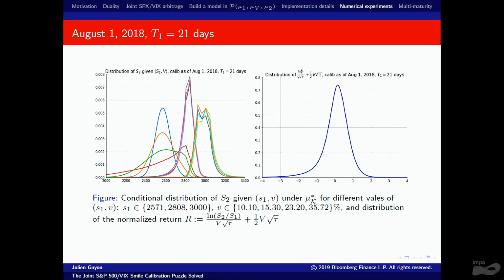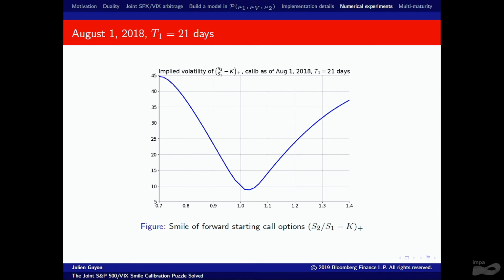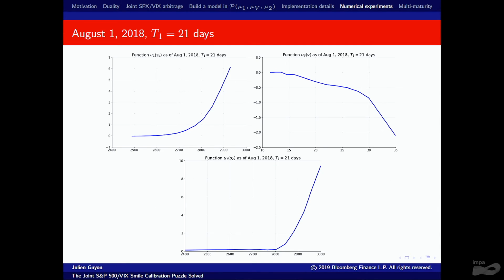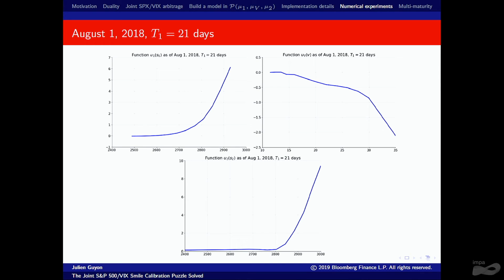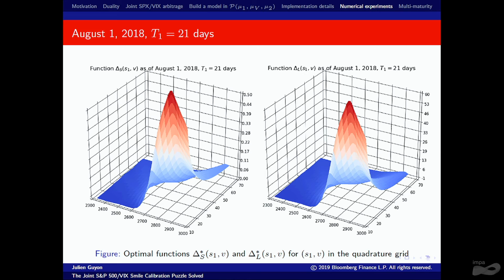Here you're averaging over all the possible values of S1 and V. You see that you eventually have a left tail that's fat, so a fat tail to the left, and that's the price of forward starting options as a function of the strike in that particular model, and that's the corresponding U1, UV, U2. So U1 and U2 correspond to smooth call payoffs. That's the delta S and the delta L, so the two deltas on the spot and on the log contract. Interestingly, they have the same shape. I don't really know why, but they both have the same shape.